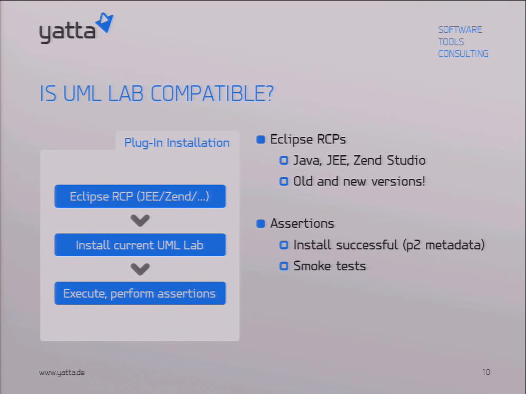A smoke test is basically nothing more than what you do when you test a product manually. You just test some certain aspects of the functionality. You don't test everything. You just test some, let's say, showstoppers, to see if it works. And this is done automatically in that case.